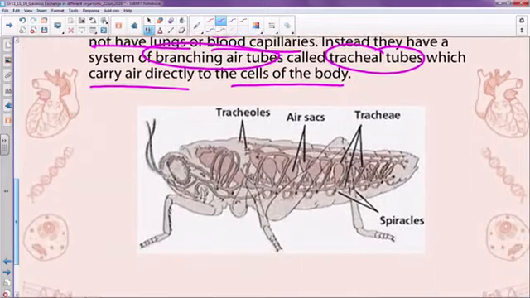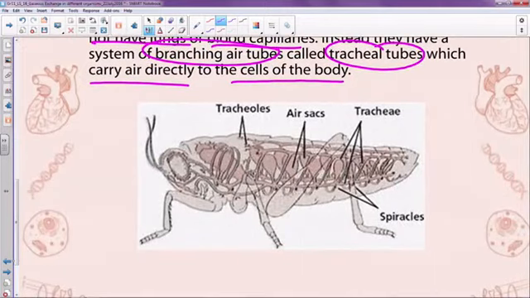Okay, so that's another diagram showing you the air spaces which get filled up with air, and that air is then transported via the trachea or tracheal tubes to the cells which are then going to use it.